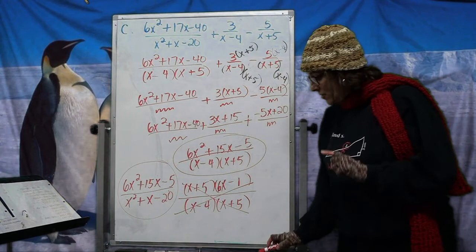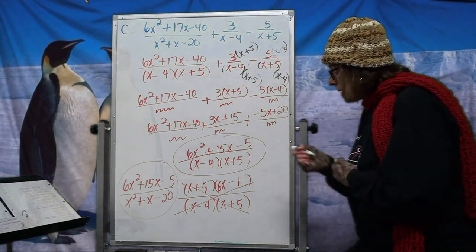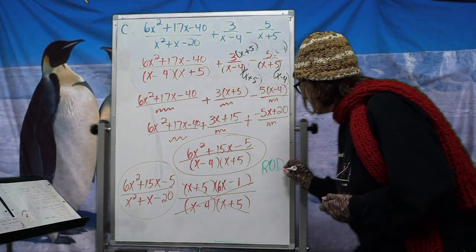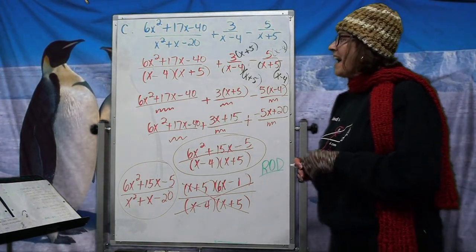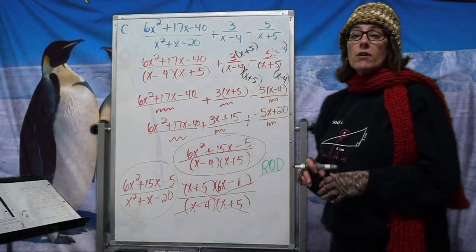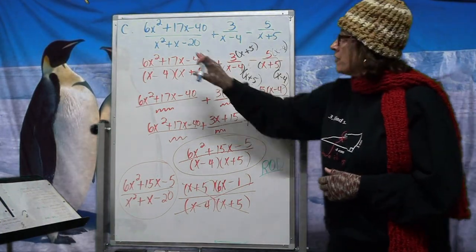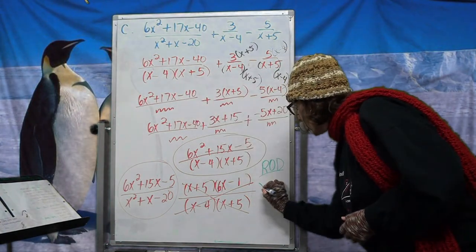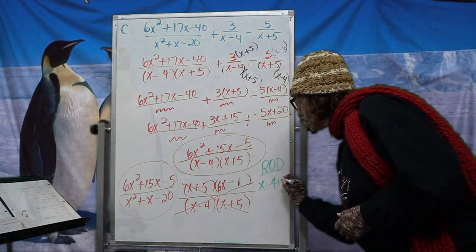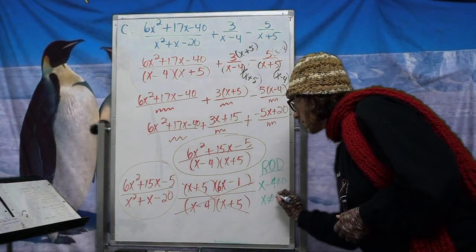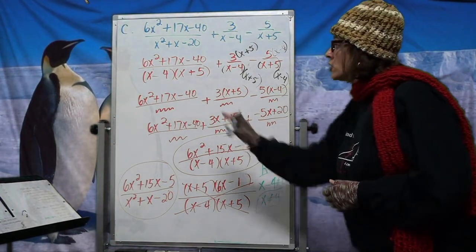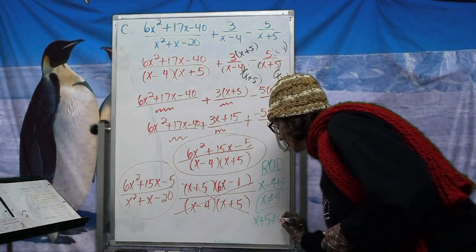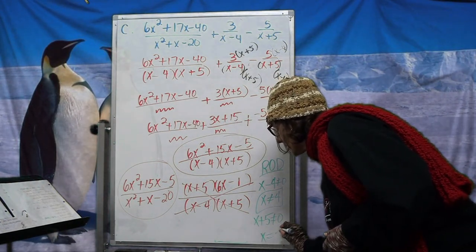Now, let's consider that restriction on the domain. Remember, restriction on the domain, I'm just going to abbreviate it R-O-D, the rod. I'm going to look at all these denominators here. I don't want zeros anywhere. Now this one, I'm going to consider its factored form right here. That x minus 4 had better not be a 0. If that's the case, x had better not be a 4. In addition, the x plus 5 had better not be a 0. If that's the case, x had better not be a negative 5.